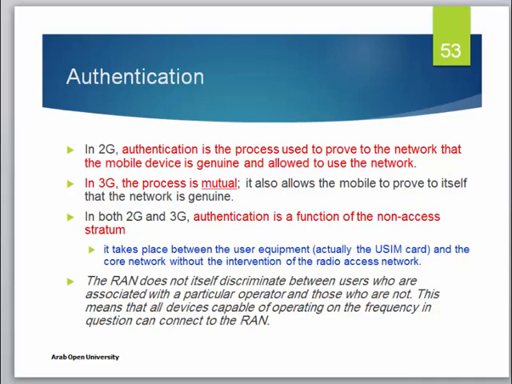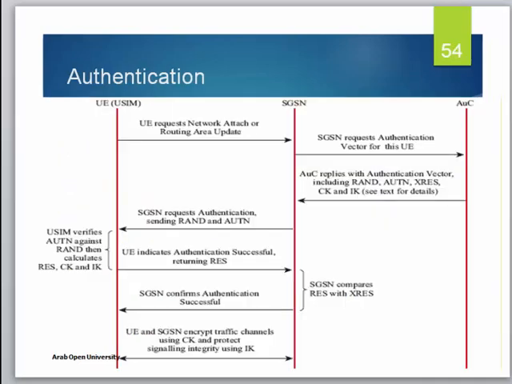In both the second and the third generation, authentication is a function of the non-access stratum, where it takes place between the user equipment and the core network without the intervention of the radio access network, RAN. With this diagram, we can explain the authentication procedure. Here we have three entities: the user equipment or the universal SIM card, the second is the SGSN, and the third one is the AUC. Now we will see how they interact together.